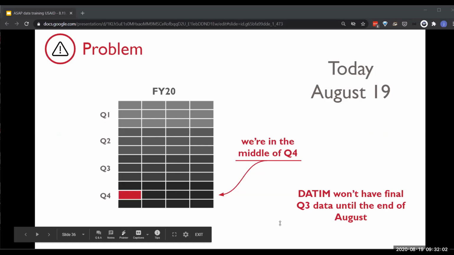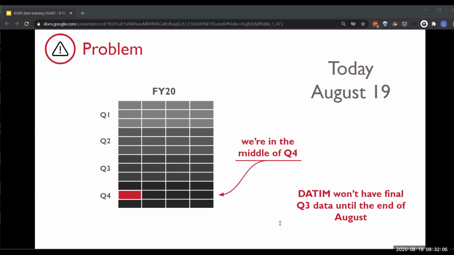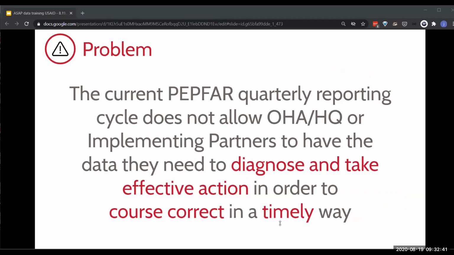The way that we've talked about high frequency reporting is that we realized the reporting cycle that I just explained to you doesn't let us respond very quickly, because if you collect data for an entire quarter, you've got until November 13th. We won't know what's going on in Q4 until at least November 13th, which is a long time in Pepfar terms. And so the OHA leadership asked us to help come up with a solution to be able to look at data more quickly. The problem that they laid down is that the Pepfar quarterly reporting cycle does not allow OHA headquarters or the implementing partners to have the data they need to diagnose and take effective action.